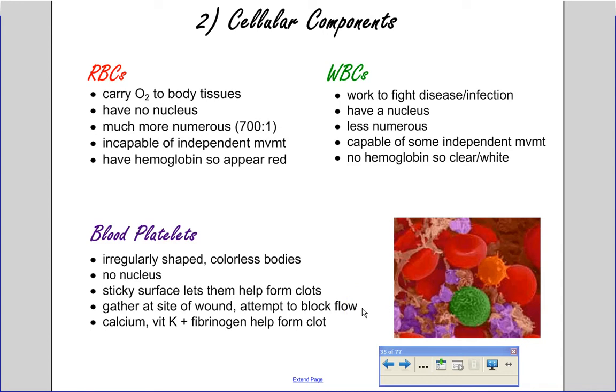Thank you. Sorry, guys. They gather at the site of a wound. They attempt to block the blood flow. And then calcium and vitamin K and fibrinogen are other players that will help to form the clot. And we're going to look at that a little bit closer, too.